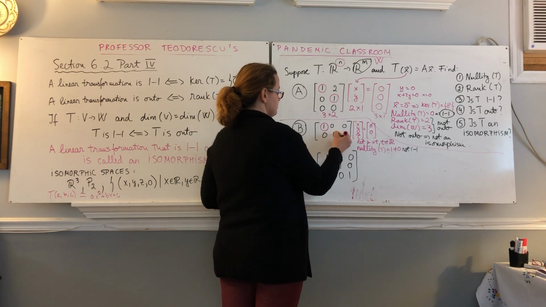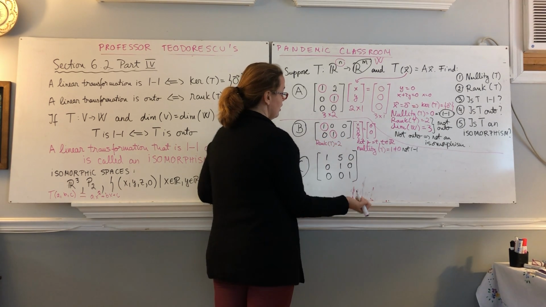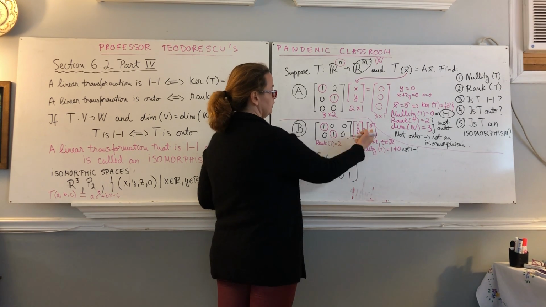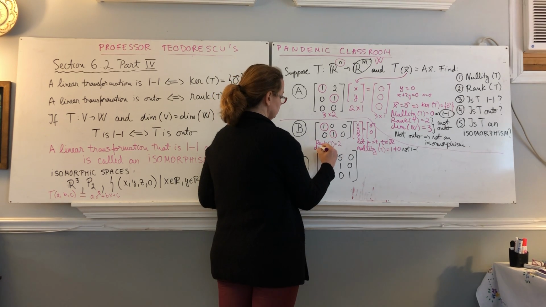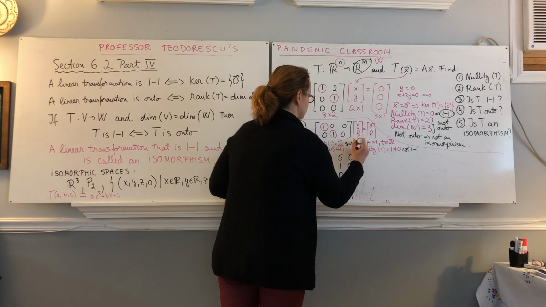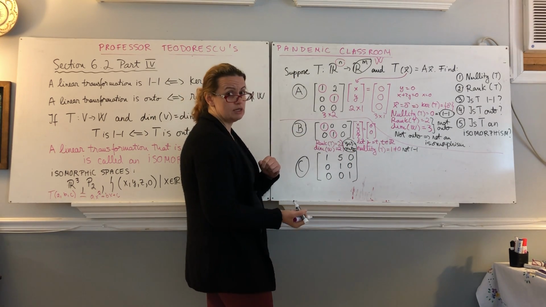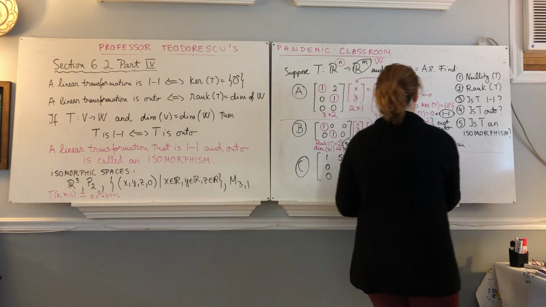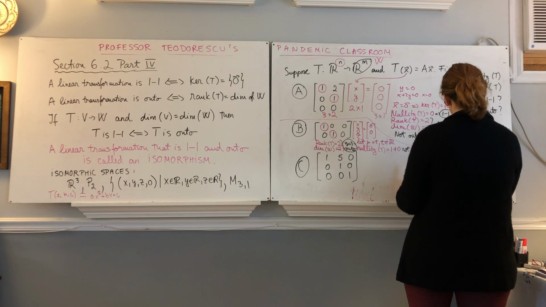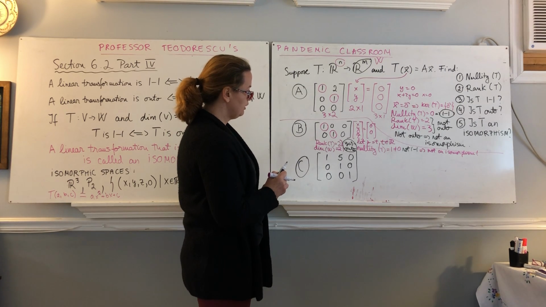The rank of this matrix is 2. And that is equal to the dimension of W, or the codomain. So that means yes, it's onto. Because it is not one-to-one, it's not an isomorphism. So it has to be both one-to-one and onto to be an isomorphism.